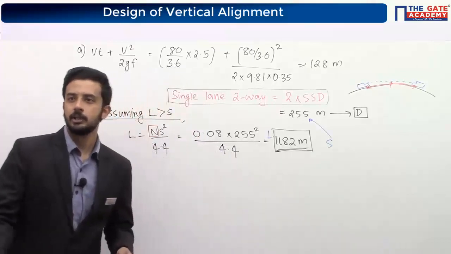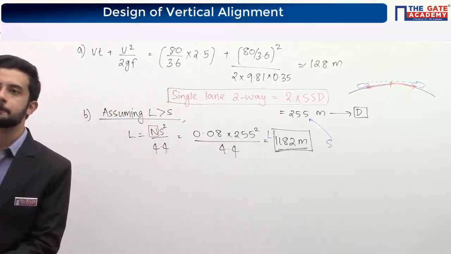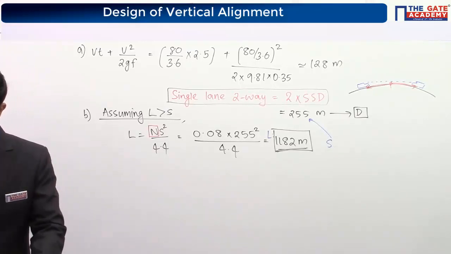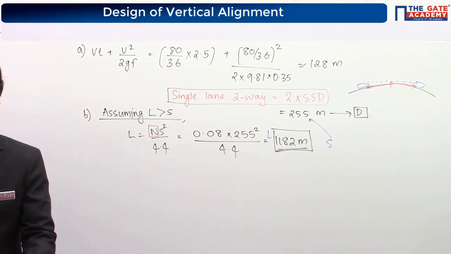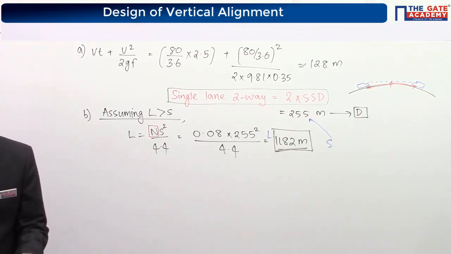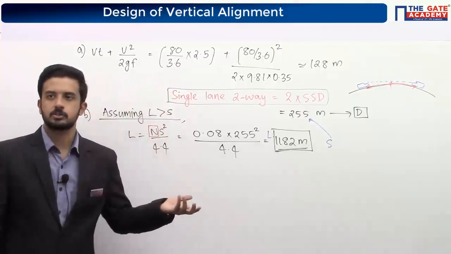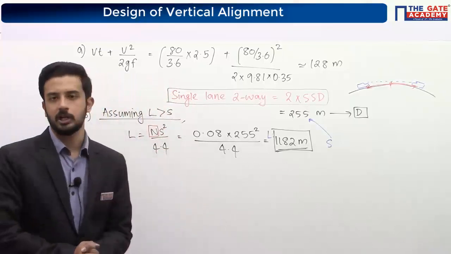Understood? Now understood? That was a very nice doubt actually. Okay, getting 1182 meter. So after getting that, you have to check whether your assumption is correct or not. Okay, we have checked it. It's absolutely greater. So our assumption is correct. So the final answer is 1182 meter.